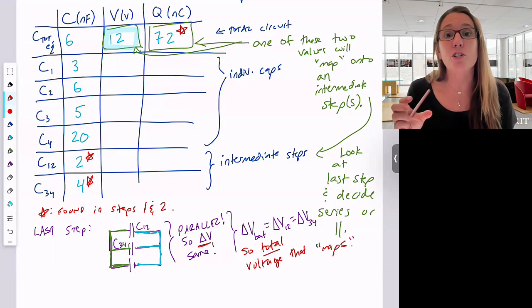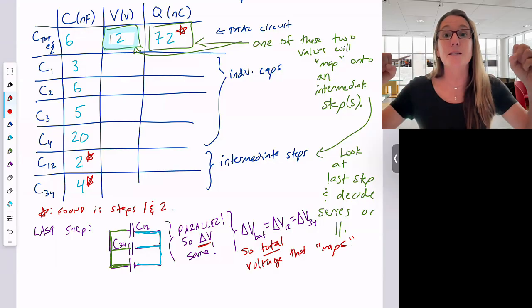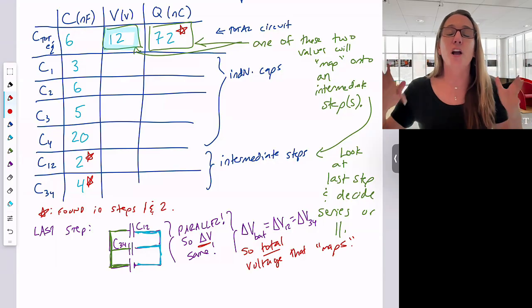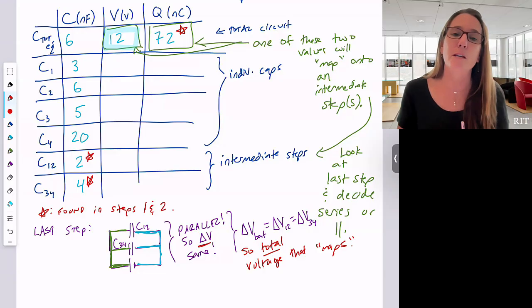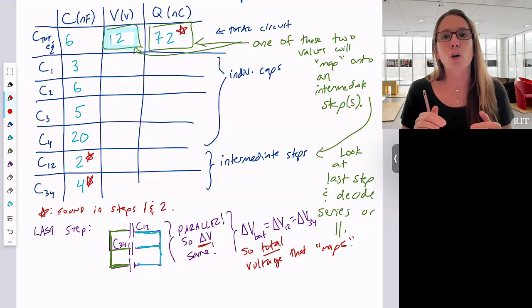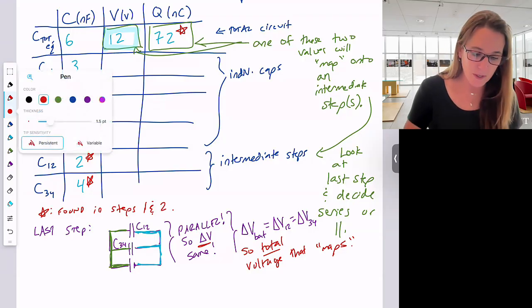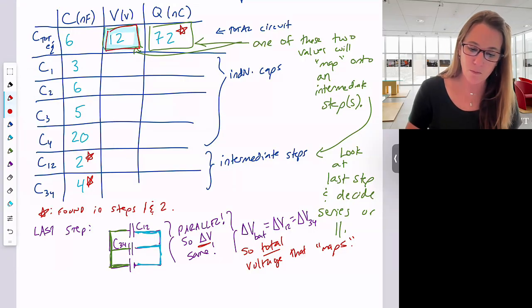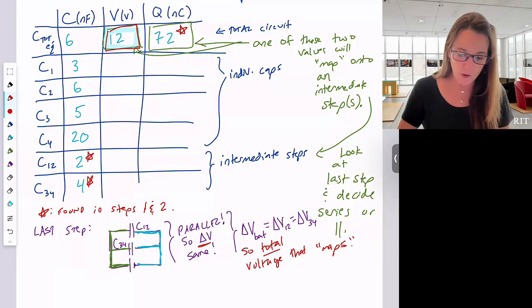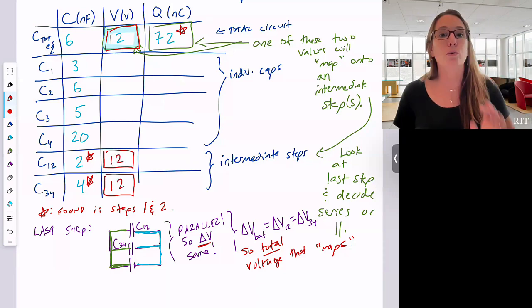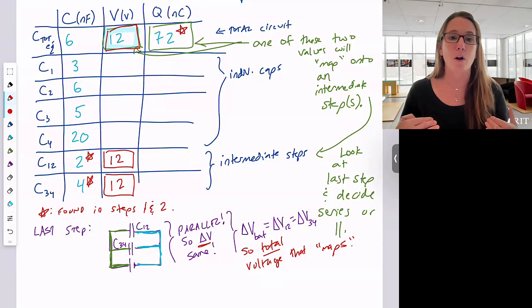They don't have the same charge in these parallel paths. If this had been a series path, I would say they're in series with each other, so they're going to have the same total charge. The previous example I worked out is an example of that path. So we're going to map the 12 volts onto the C12 and the C34. So the 12 volts gets mapped onto those. That's the key thought process here.